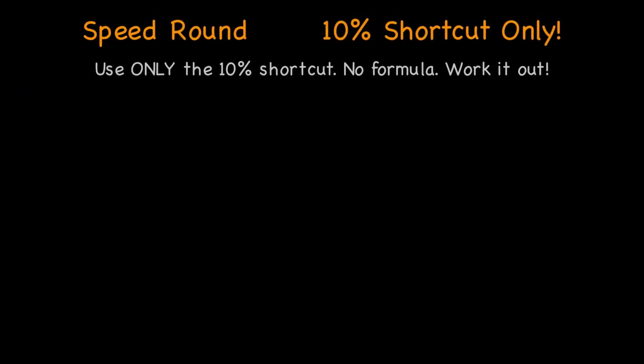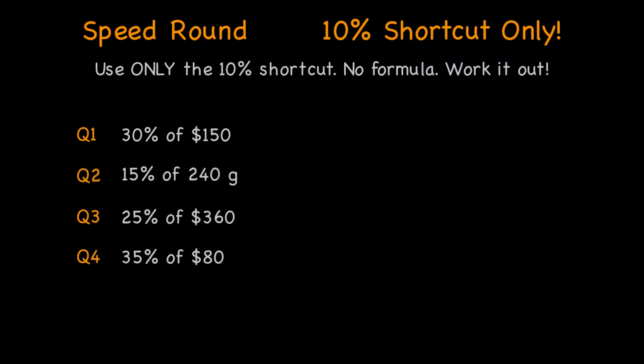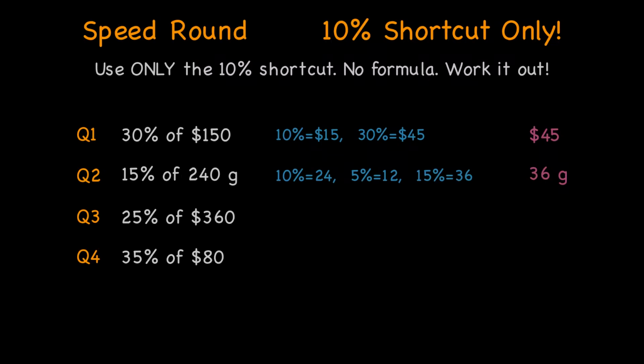Speed round. I will give you a percentage and a number. Find the answer using only the 10% shortcut. No formula. Ready? Go. Q1, 30% of $150? 10% is $15. 30% is 3 times that, $45. Q2, 15% of 240 grams. 10% is 24. 5% is 12. 15% is 24 plus 12 equals 36 grams.